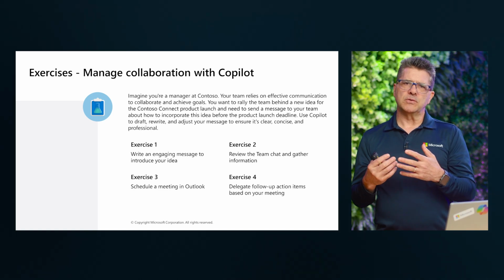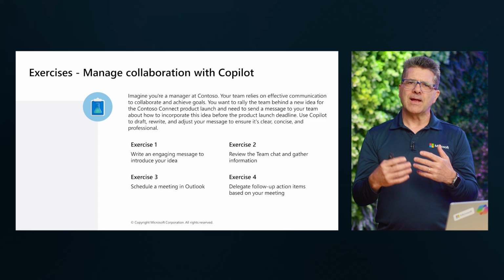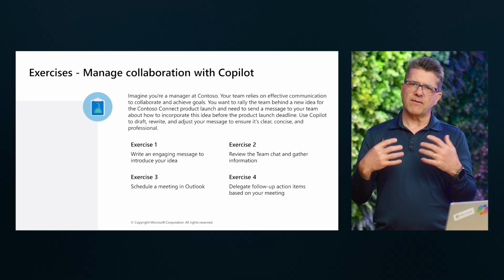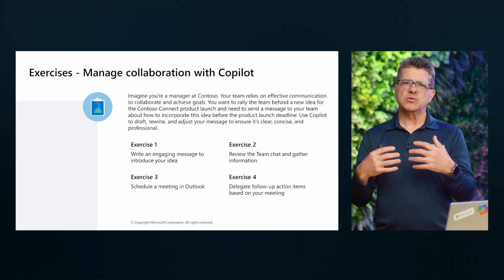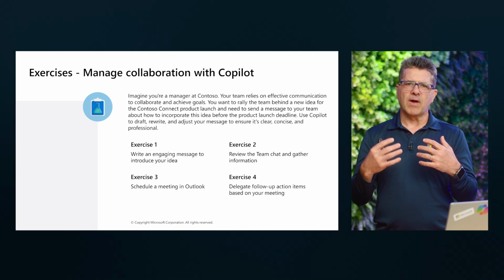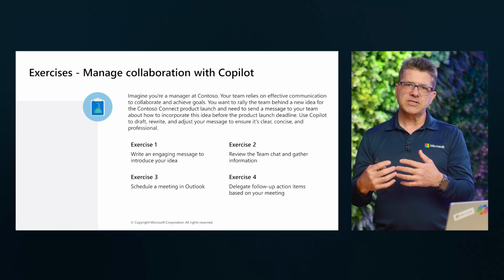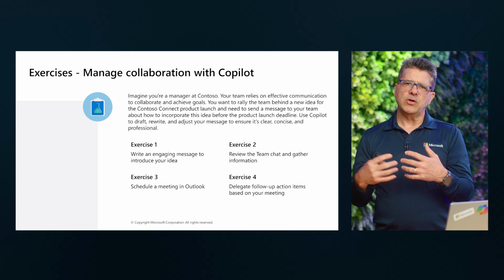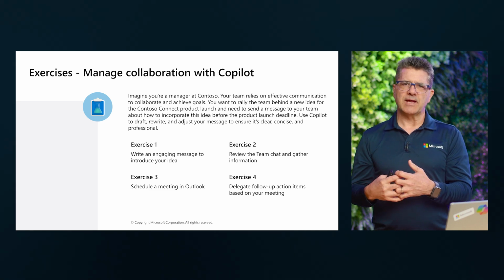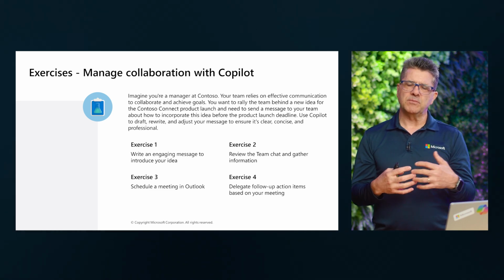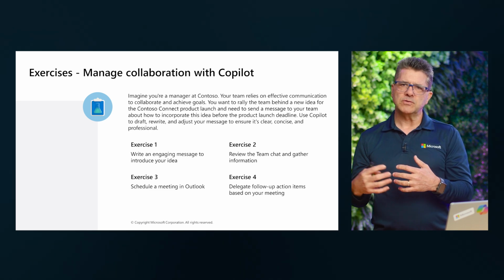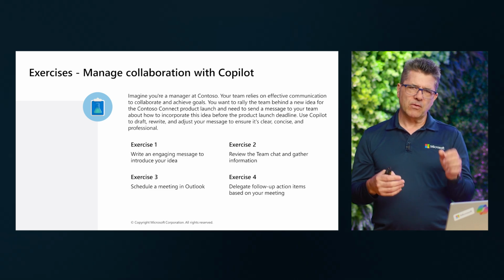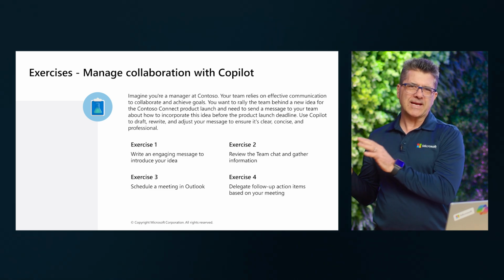We put together an exercise for you to try on that. First, you are going to act as a manager, having a meeting with someone or with your team, and you want to be collaborative with them. So write what we call an engaging message to introduce that on Teams, and then review that team chat that was discussed. You're going to schedule a meeting in Outlook, and then also delegate that follow-up. Now, that meeting in Outlook we haven't discussed yet. That's going to be our next topic.